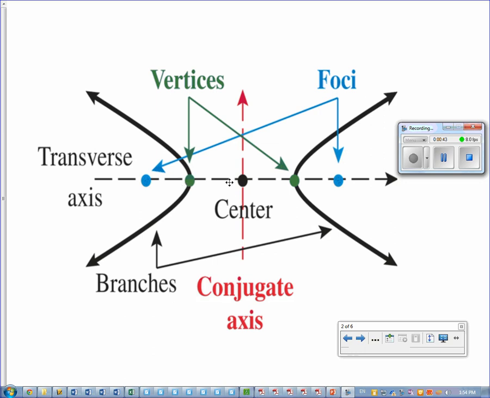The distance between the two vertices, which are right here, that is still your major axis, but we actually call this the transverse axis. And then perpendicular to it, we have the conjugate axis. So we talk about this hyperbola being a horizontal hyperbola because the transverse axis is horizontal.